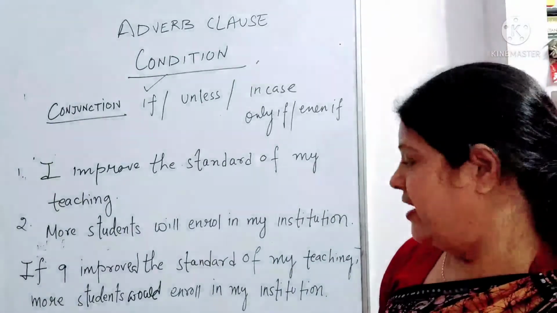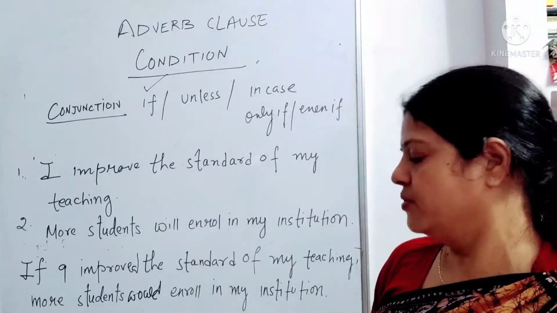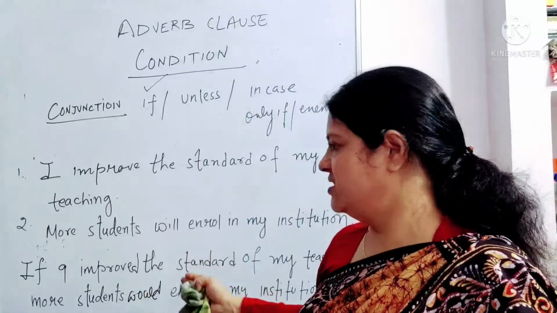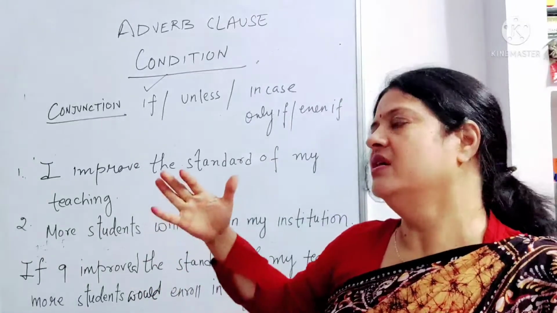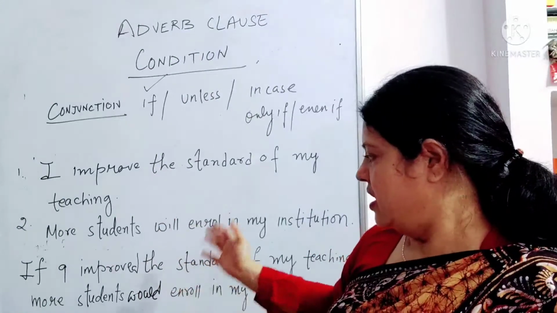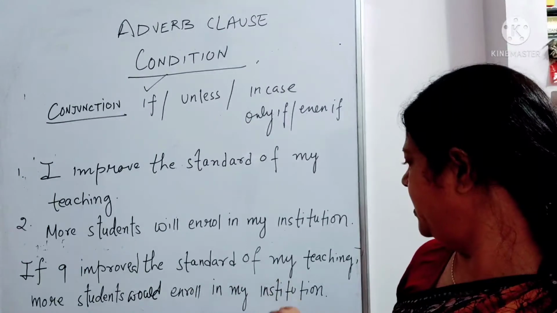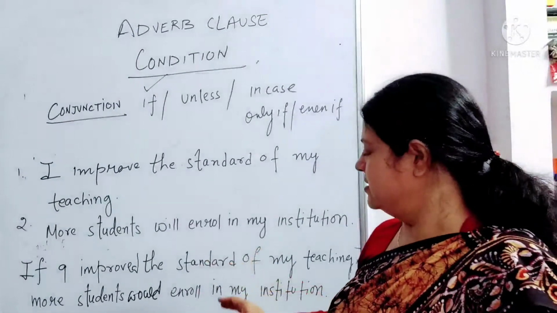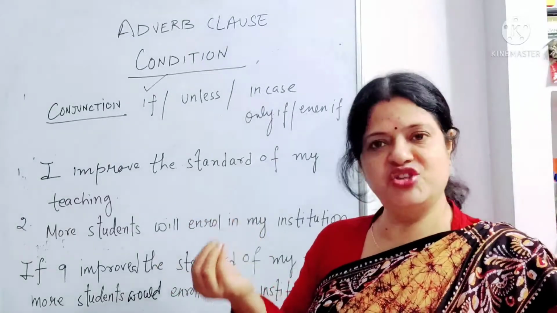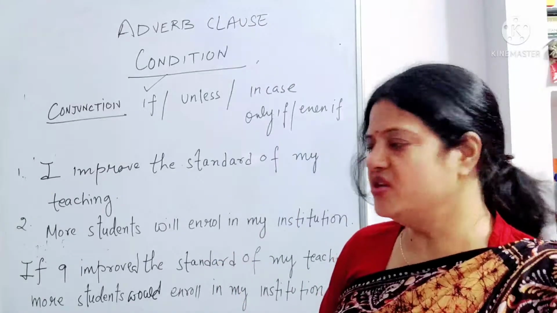Now, because these two sentences are showing something which is happening in the remote past, you can say these are things of the imaginary past. If I improved the standard of my teaching, more students would enroll in my institution. It means that these two works I'm just imagining. These things are not happening in real.